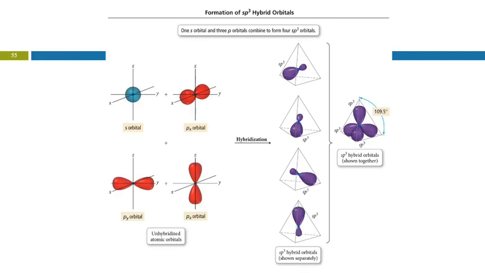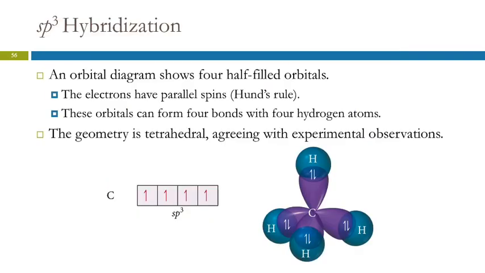So if we draw an orbital diagram with those hybrid orbitals, now we see that we have 4 half-filled orbitals. They can spread out because those are all at the same energy, and so they will fill them individually first before pairing up. Each of those can overlap with a half-filled orbital on a hydrogen. Here we have our purple sp3 orbitals overlapping with hydrogens, and this gives us a molecule that matches our experimental observations. The formula is CH4, and the bond angles are 109.5.